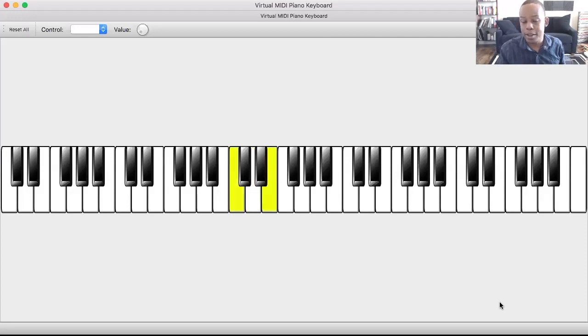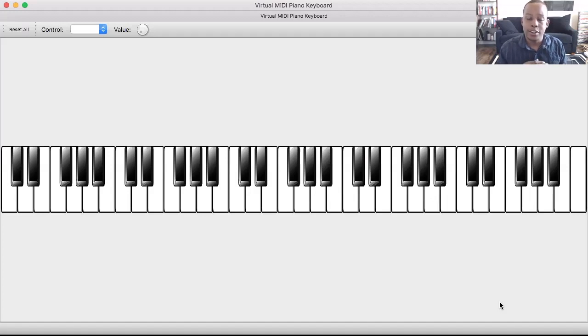C to E is going to be a third. C to F is a fourth, fifth, sixth, seventh, until we finally get to our octave. So you can keep going to a ninth and so on, but for the purposes of this, we're just going to stop at an octave.